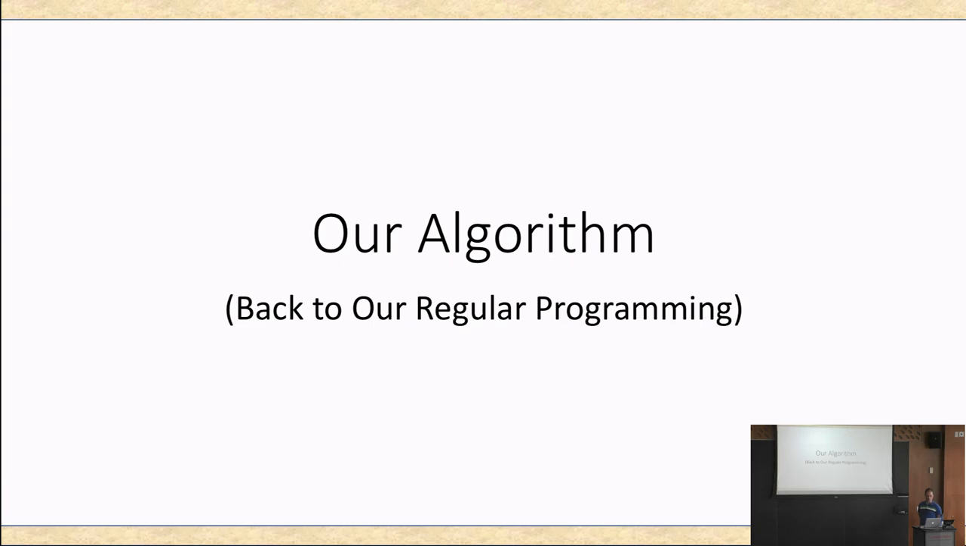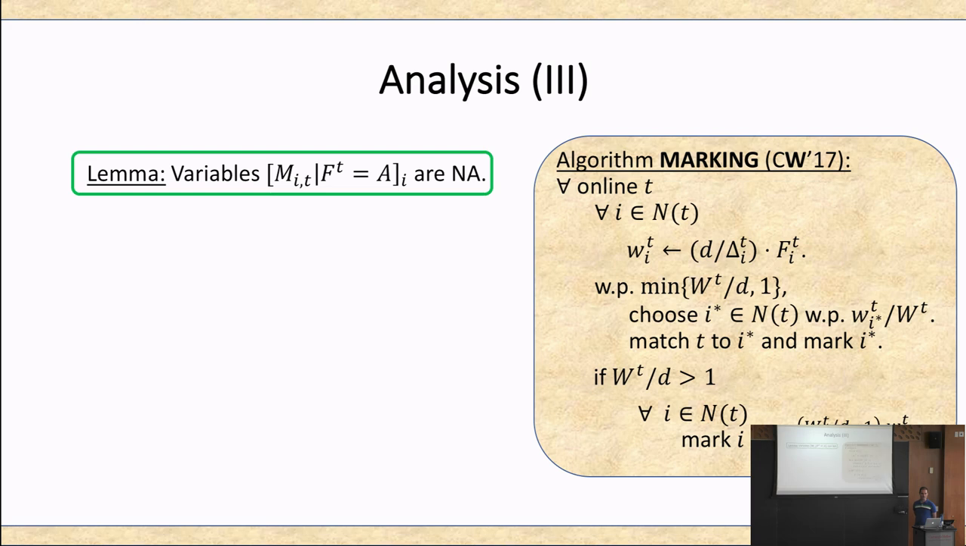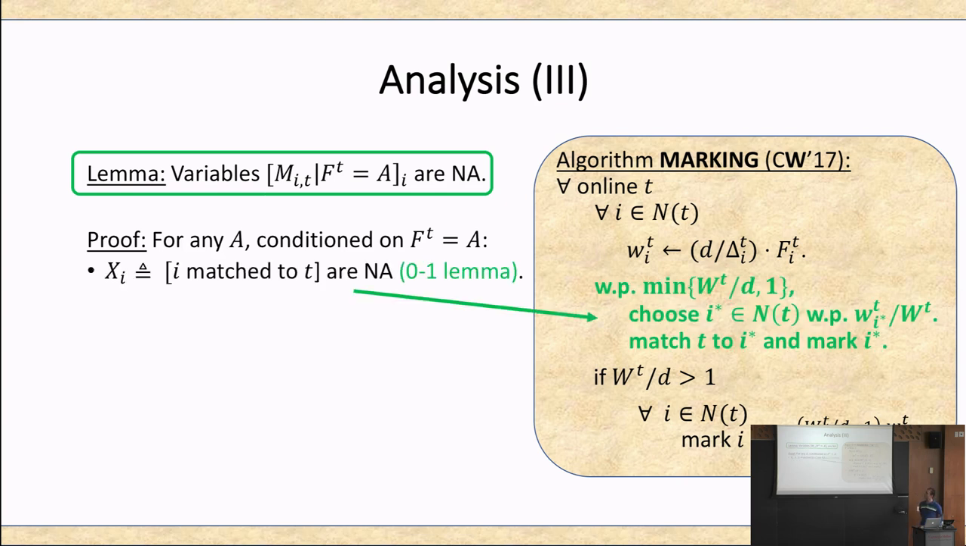Okay, so now that we have this notion of negative association, let's get back to analyzing our algorithm. So the claim is that the variables M_IT, the indicators of whether or not the edge IT was marked, conditioned on the set of unmarked neighbors, are negatively associated. This is a very short proof given what we saw in the previous slide. Conditioned on A being the set of unmarked neighbors, a node I can be marked when it was matched to T. Since there's only one of these, and these are binary variables, they're NA, by the 0-1 lemma.